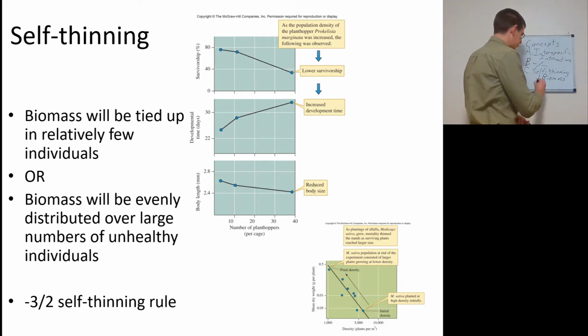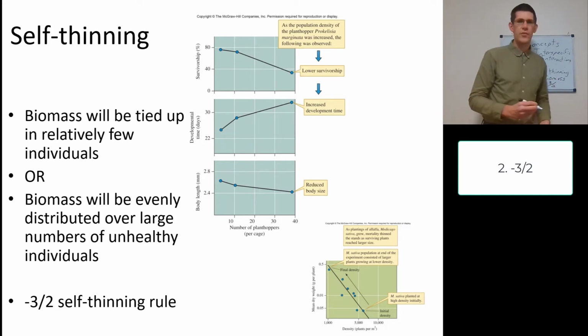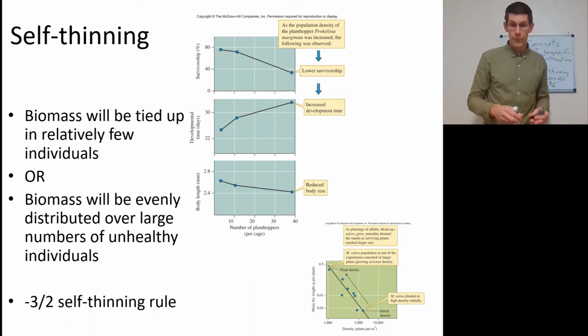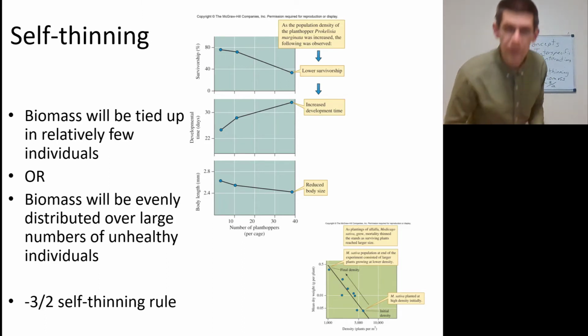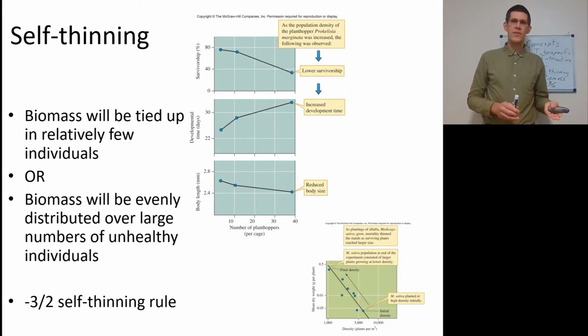We have this slope of -3/2. It's a general rule that the slope, with density on the x-axis and mean mass on the y-axis, is basically going to be -3/2. So the higher the density, the smaller the mass of surviving individuals. Now, unless they manage to kill each other off, of course. So there is kind of a self-control for the amount of biomass taken in a large number of seedlings.